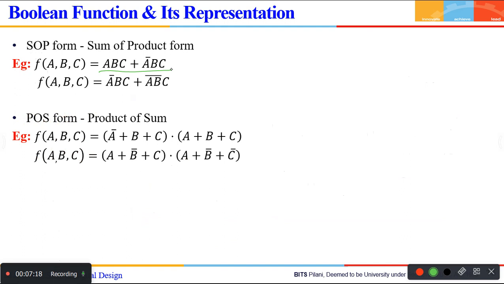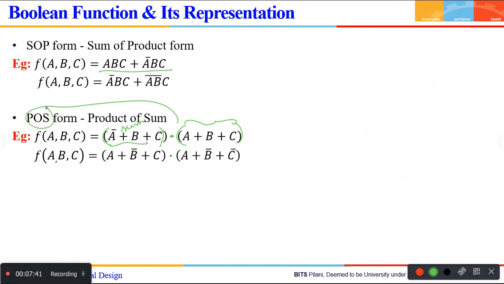You have a sum and its product. See this particular equation, right? You have the sum here, and its product. It's a product of sums. These two are sums, these two are sums, and this is the product. Hence it is called product of sums.